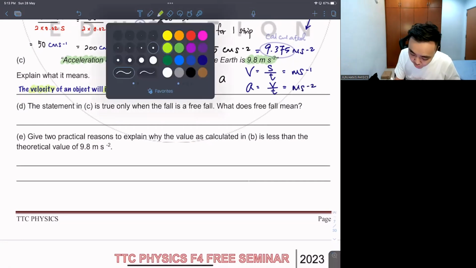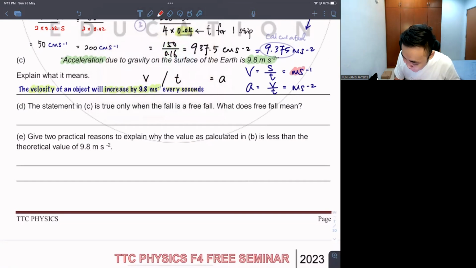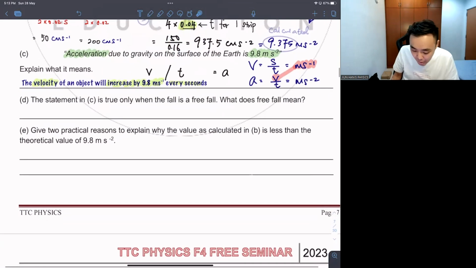Your unit on top is already ms minus 1 here. Then you divide by s again. That's the minus 2. So that's why over here when we say velocity increased by 9.8, it's minus 1, and then every second. So that's why you get acceleration. Okay, are we good? Understand?